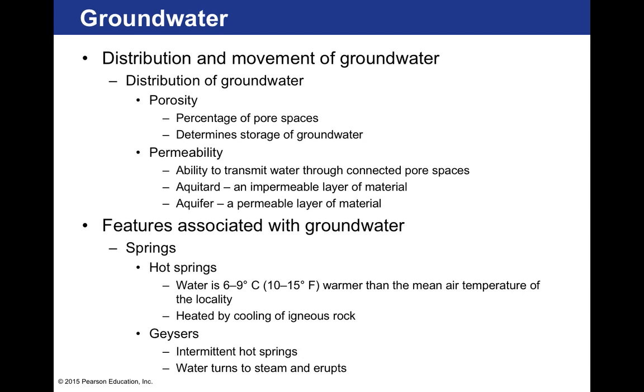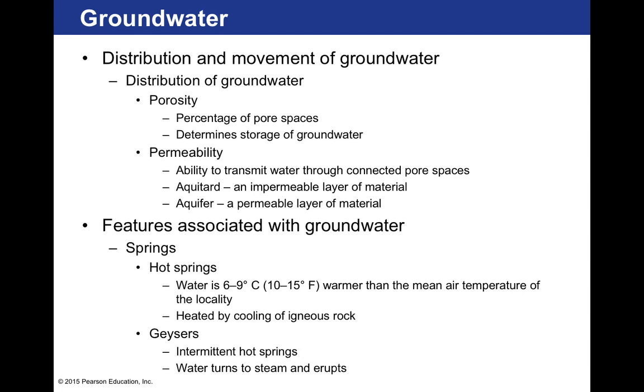And then you have permeability. This is the ability to transmit water through connected pore spaces. There are two types of areas underground for permeability. You have an aquitard, which is an impermeable layer of material, so this is where water cannot pass through. There are not enough pores for water to pass through. And then there's an aquifer, and this is a permeable layer of water.